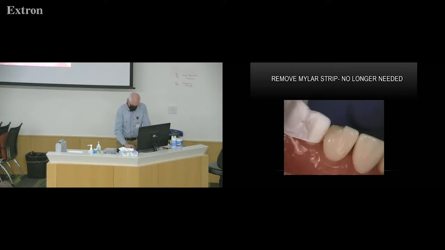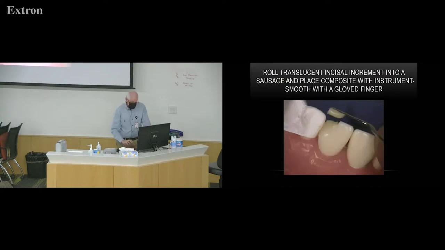Now we'll go to the second increment. Let's say that this patient has a kind of translucent area on the incisal edge. So then you can use, and I don't think we have it in the lab, but what we're using now is a translucent shade that doesn't block the light and lets the darkness show through. And you just roll it into a little sausage and lay it on there.